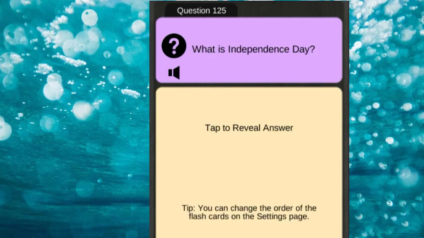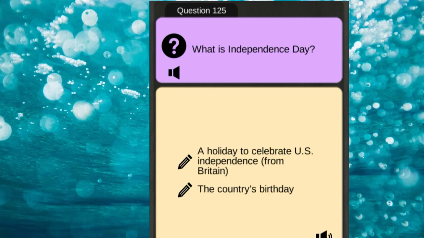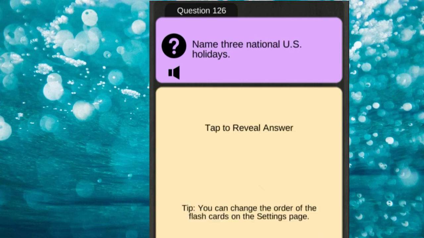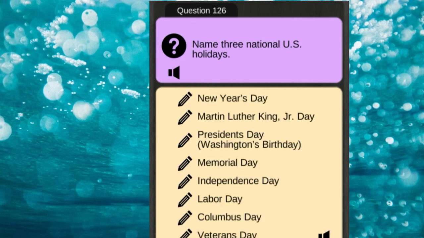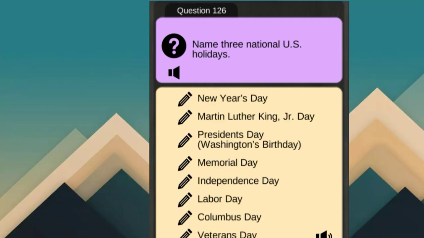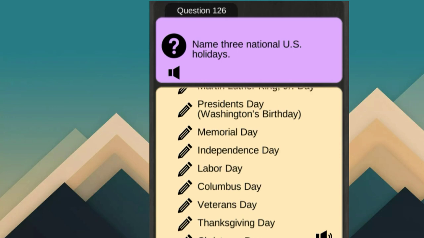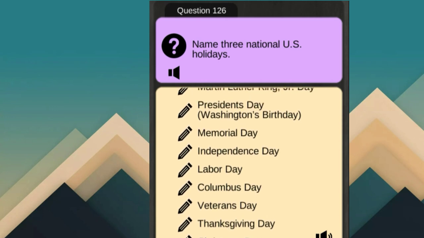What is Independence Day? A holiday to celebrate U.S. independence from Britain. The country's birthday. Name 3 national U.S. holidays. New Year's Day. Martin Luther King Jr. Day. President's Day, Washington's birthday. Memorial Day. Independence Day. Labor Day. Columbus Day. Veterans Day. Thanksgiving Day. Christmas Day.